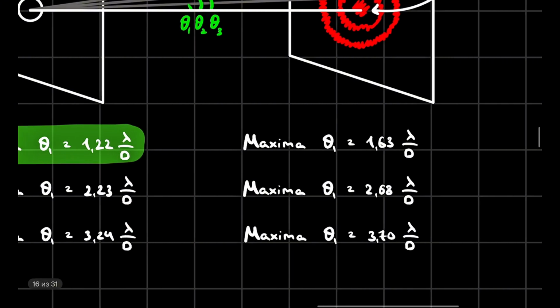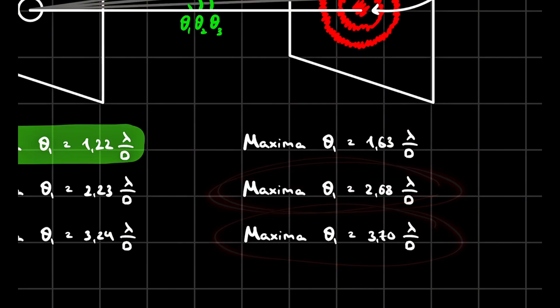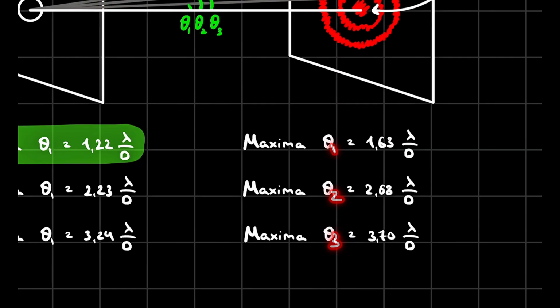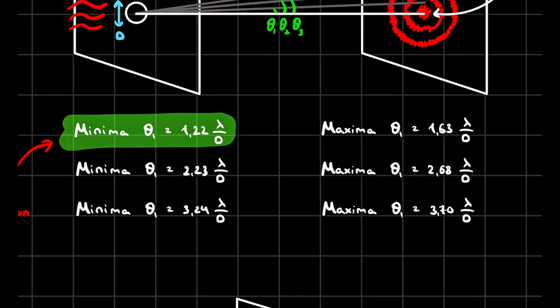Okay, good. Also, we can find some maxima, 1.63, this kind of. Again, it must be 1, this must be 2, this must be 3. A little bit of a mistake. The only thing that is maybe a little bit not clear to you is this thing.